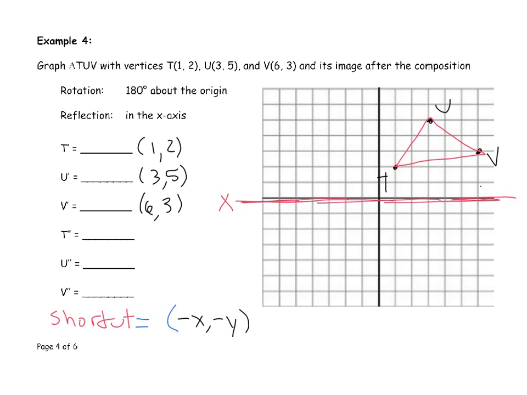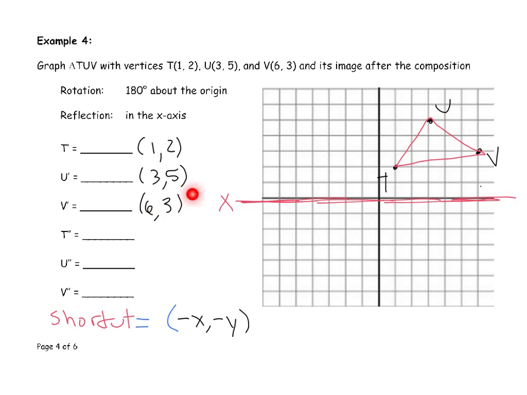Alright, so for this next problem, I'm going to let you do this one on your own. I just wanted to talk you through it, though. First, you need to graph the original pre-image, triangle TUV, over here. Then, again, it's a composition, so we're going to make 2 moves. This time, we're going to rotate it first 180 degrees about the origin counterclockwise. And then after we rotate it, we're going to reflect it over the x-axis.